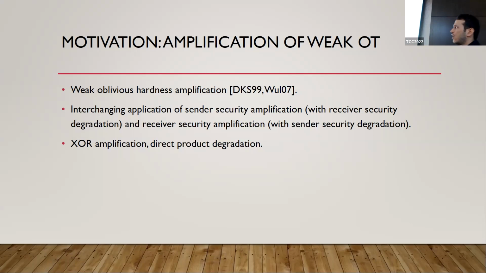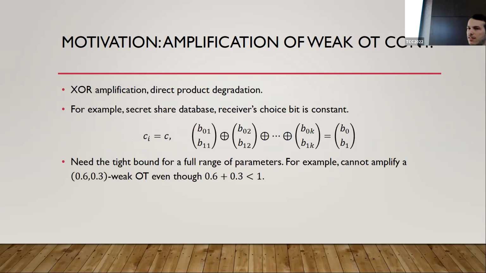Now, the point is that in each of these operations, the amplification behaves like XOR, and the degradation behaves like a direct product. Okay, why is that? So let's look at, for example, the operation that amplifies sender security. So what we do here is secret share the database of the sender into K instances. So its security will be amplified like XOR. Meanwhile, the receiver's choice bit will be constant throughout the K instances. So the security degrades like a direct product because we use the same bit in all the instances.